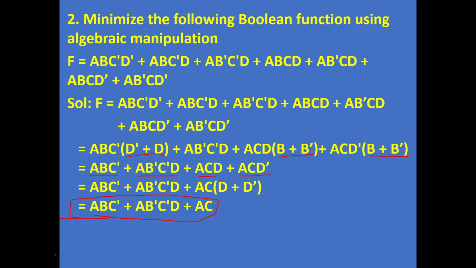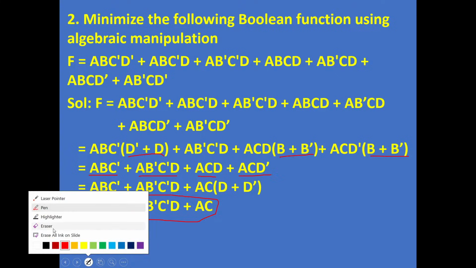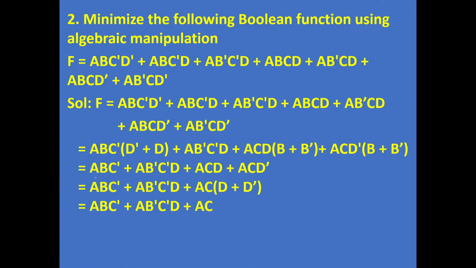So this is it. Now let us see how to simplify further to get the simplified small equation. Here I have ABC bar, I have A bar, B bar, C bar, D, and I have ACD plus ACD bar. So ACD plus ACD bar, I can solve it, isn't it? I can take AC common, and I can put D plus D bar in the brackets. That's what I have done.